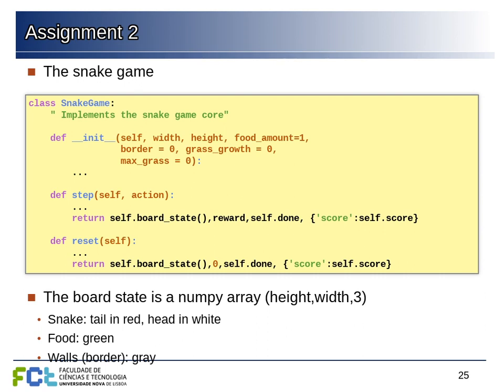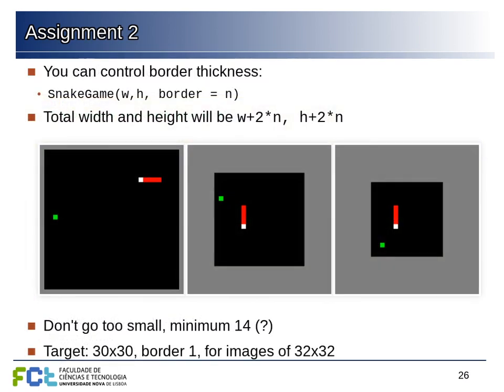It's just like a color image that you can use. The snake tail is red, the head is white, food is green, and the borders are gray. You can control the border thickness by using this n here. So the total width and height will be the width plus 2n and the height plus 2n, because in addition to the width and height of the board, you have this border here.